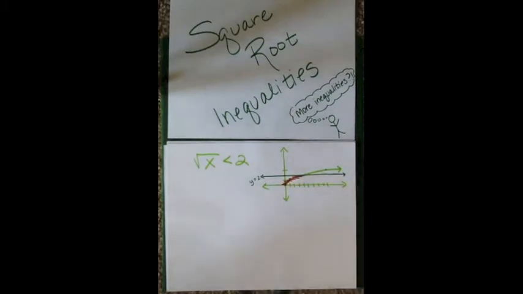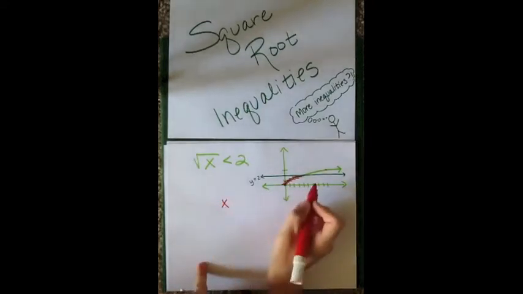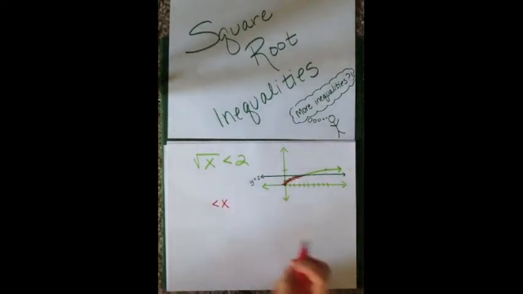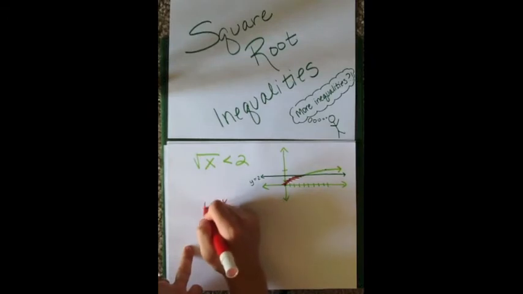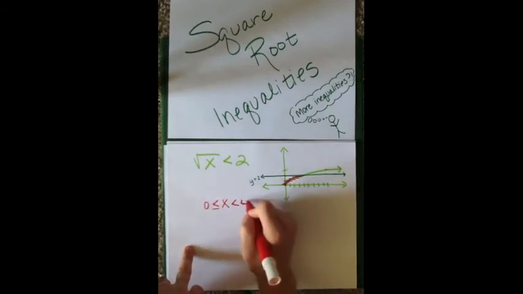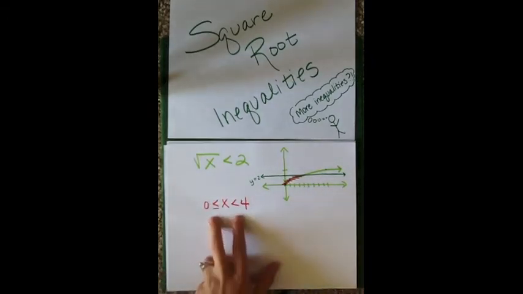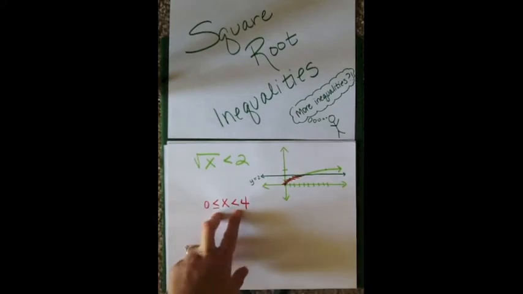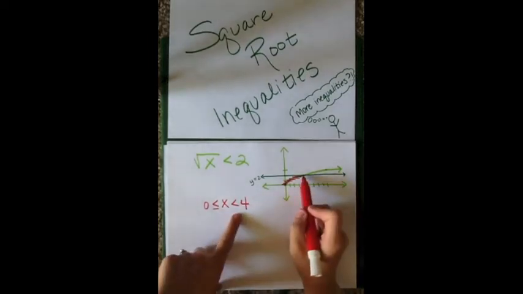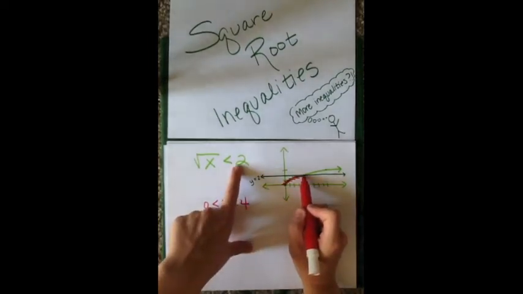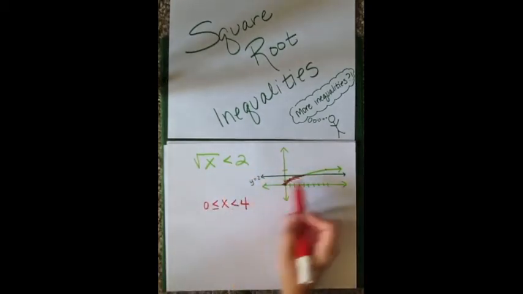So if we were to actually write this as a solution, I know that x is greater than or equal to 0 and less than 4. Now how did I know what these symbols were? Well, this is less than because it can't be equal to 2. It has to be less than 2. So that's this symbol here.